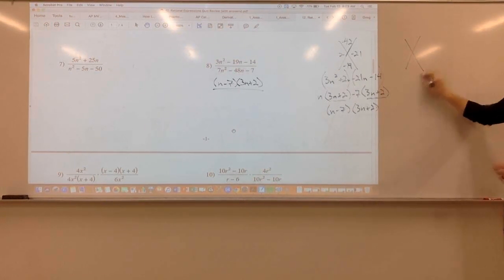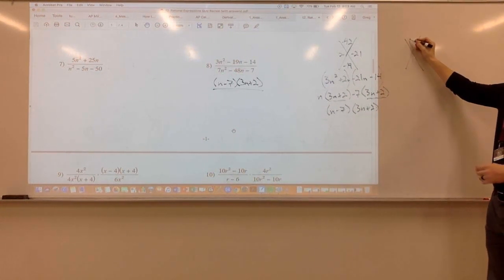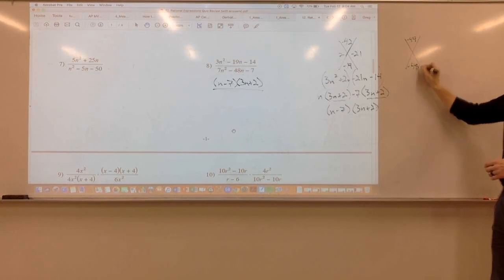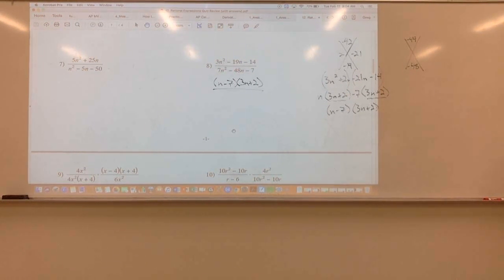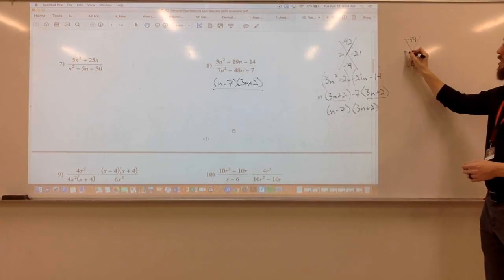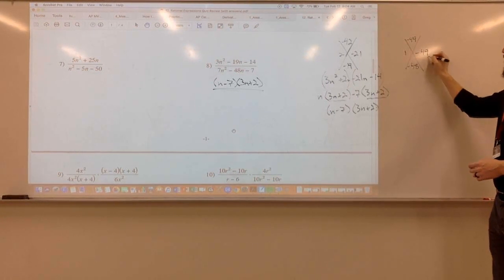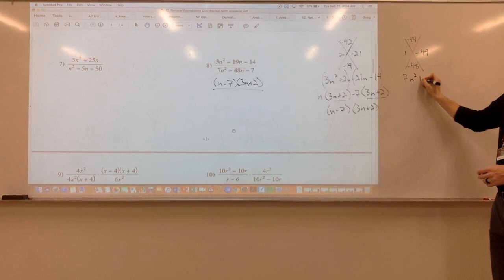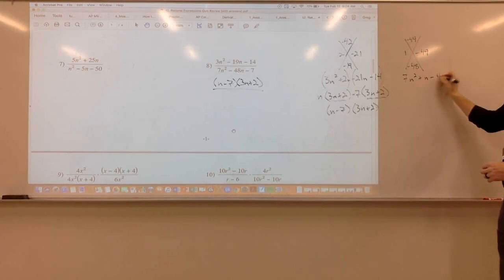So, X factor. In my top here, 7 times negative 7 is negative 49. My middle term is negative 48. So I want two numbers that multiply to negative 49 that add to negative 48. 1 and negative 49. So I will set up my factor by grouping: 7n squared plus n minus 49n minus 7.